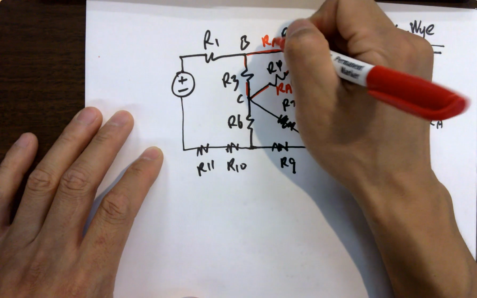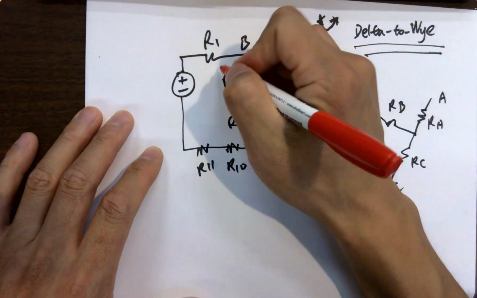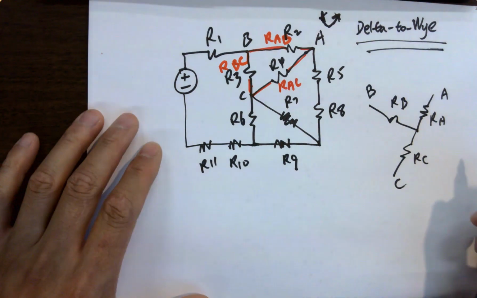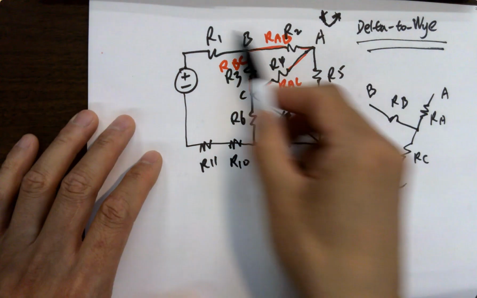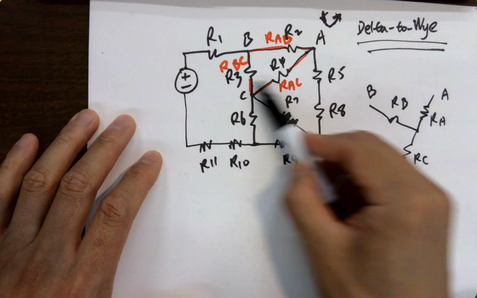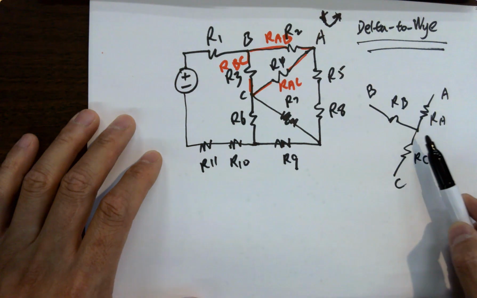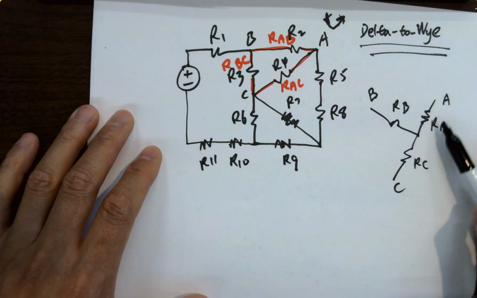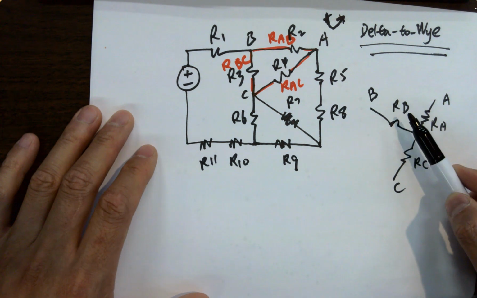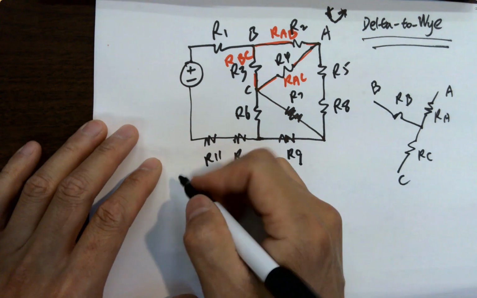RAB. What is this? RBC. Okay? Because this is the original circuit, so all these resistors are given, right? So now I want to convert to another resistor network. So the thing is, you need to know what are RA, RB, and RC. Okay? So now let's write down the equations.